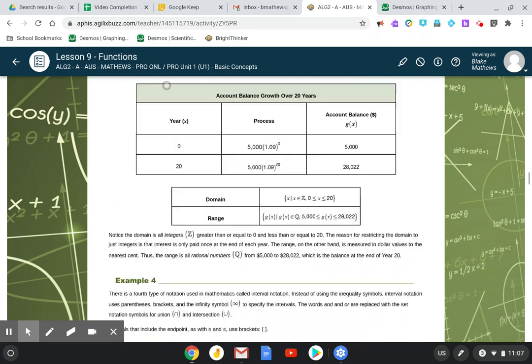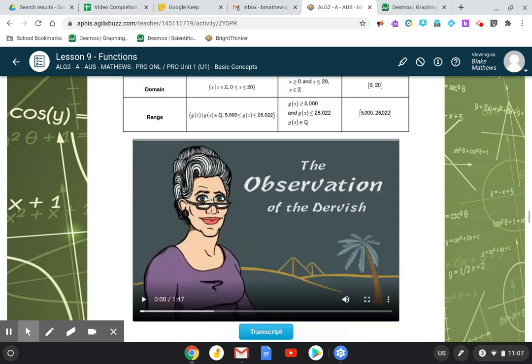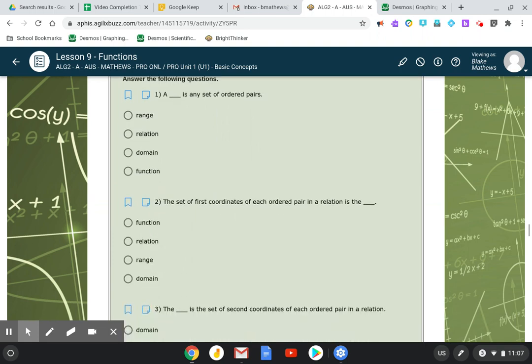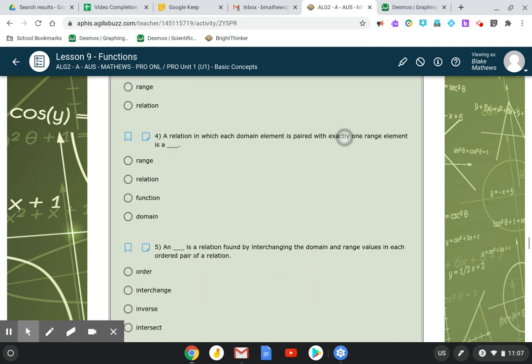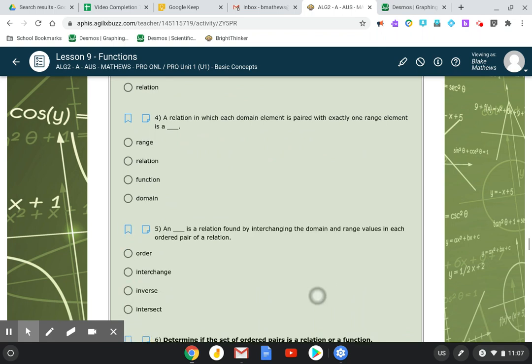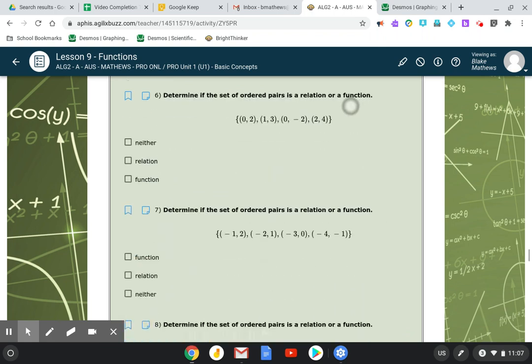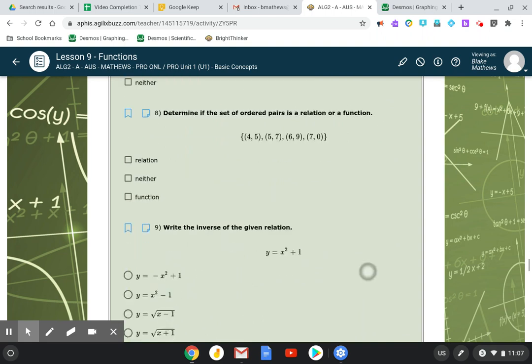And I might have to jump back and forth. And that's okay. So let's talk about how, first things first, vocabulary. A blank is a set of ordered pairs. The set of first coordinates of each ordered pair in a relation is the domain, range, relation, function. What is it? So this is all vocabulary. I've already gone over those vocabulary words, actually. So we're going to just go down through that. Also vocabulary number 5. Then starting at number 6, they ask us a few questions about some sets.